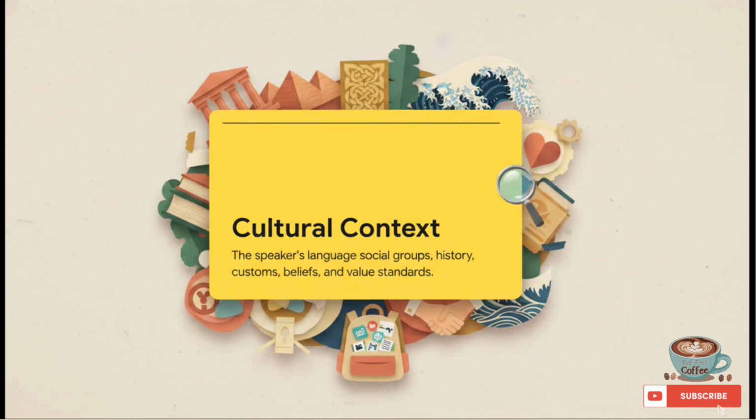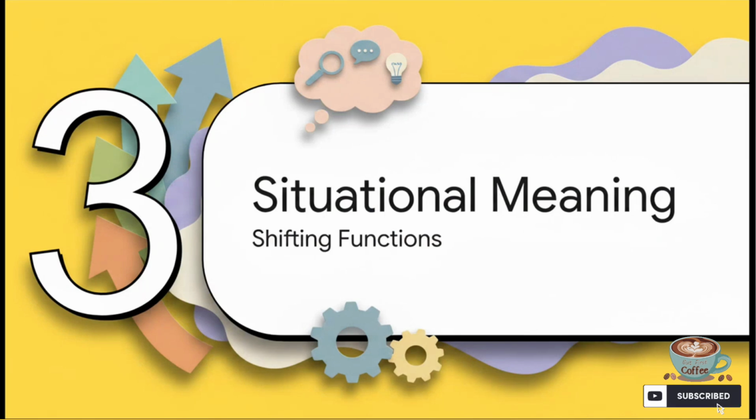And the third tool looks at the macro level, cultural context. This examines the cultural roots that explain connotations and fill in broader semantic blanks. We're talking about the history, customs, and value standards of the speakers. It's essentially this invisible backpack of norms that we bring into every single conversation we have. Which brings us to Section 3.